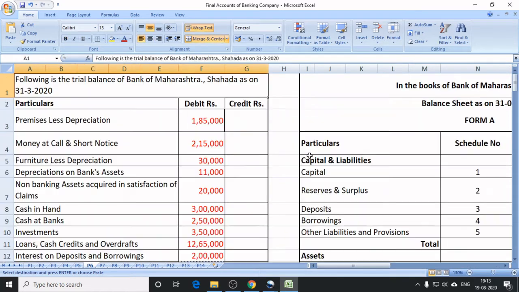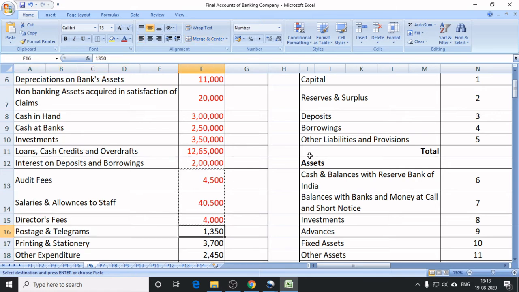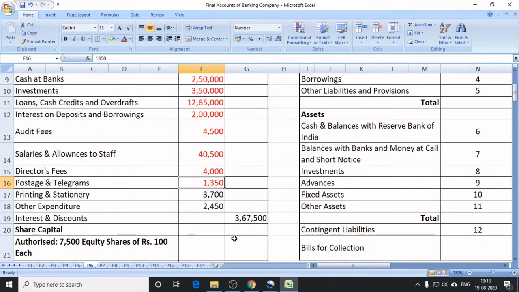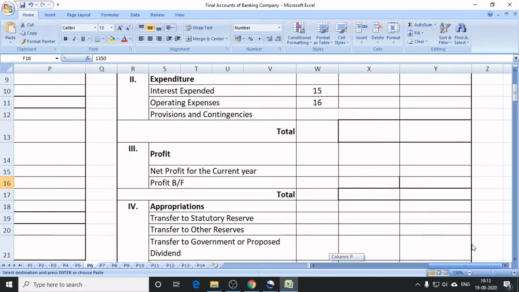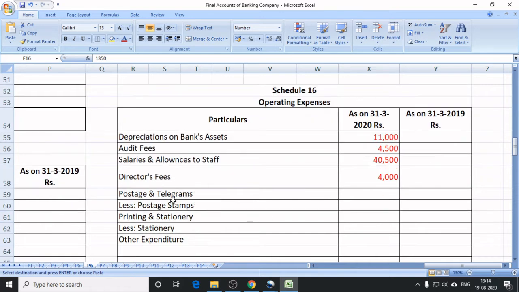Okay, then next is, now we have postage and telegrams. The value is 1,350, but it has an adjustment. But let's show first this value in schedule number 16, that is our operating expenses, postage and telegrams. I'll show that figure here.